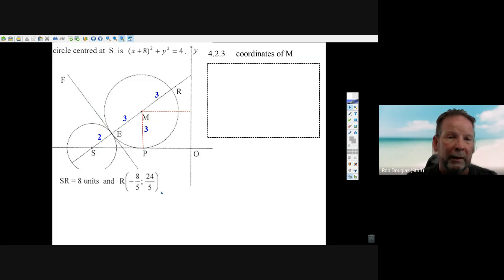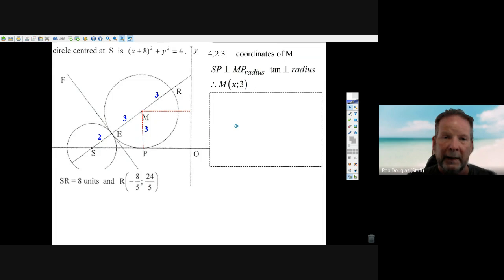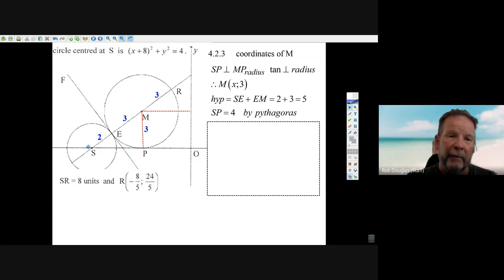Okay, now what can we do with this? Well, we know that this SP is perpendicular to MP, which is the radius, the distance from M to P here, because the tangent is perpendicular to the radius. Therefore, the y-coordinate, we must be going 3 up, is 3. But we know the hypotenuse of this right-angled triangle that we've created is 5. 2 plus 3 is 5. Well, then, 5 squared minus 3 squared, square rooted by Pythagoras, SP is 4.